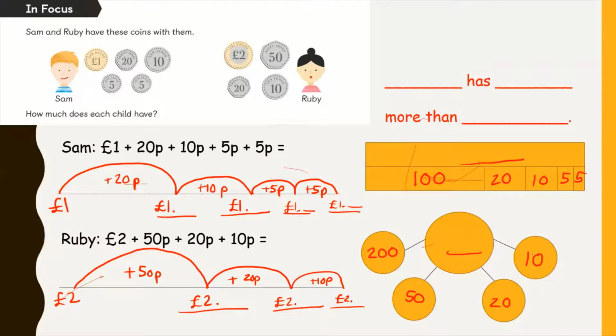Now, once you've worked out how much they each have, you can find who has the most, and then you can somewhere fit in some crocodiles with your greater than and less than. And you can use subtraction to find the difference between the amounts to say how much more one of them has than the other one. Pause the video and complete this in focus task now.